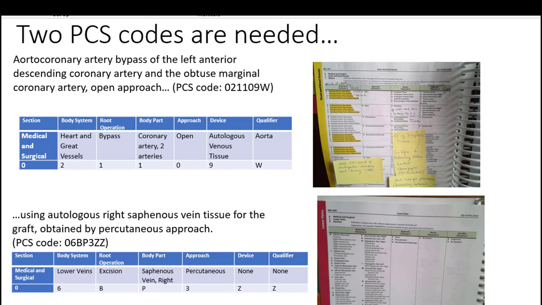The first one is the bypass operation, where you have your 4th character, the number of coronary arteries, your 7th character, where they were bypassed from. And then the second table is the harvesting or the excision of the right saphenous vein tissue. It's an excision because you are taking part of that saphenous vein, not all of it. And also you notice it's a different approach. The physician actually has a percutaneous approach to get that vein tissue. And when he's doing the bypass, it's an open approach.